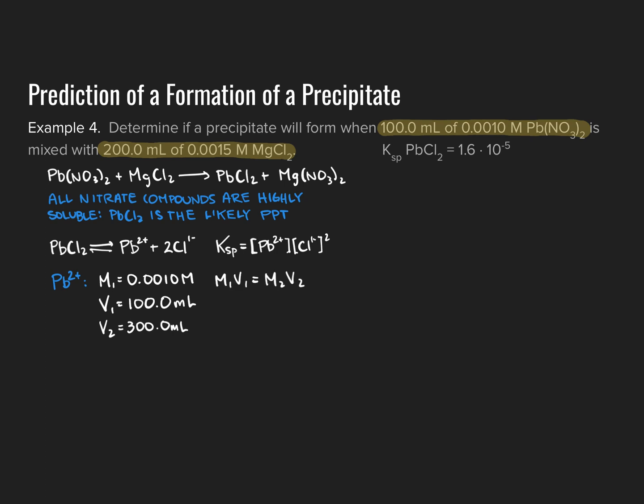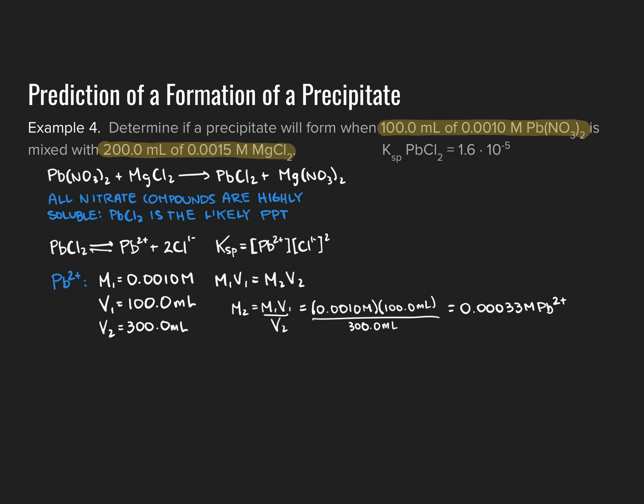A quick rearrangement there will solve for the final molarity M2 of our lead-2 ion, which would be M1V1 over V2. And plugging in my values given, we had 0.0010 molar lead ion at 100 milliliters for my V1, divided by the final volume of 300.0 milliliters. And when I solve here, I get a final molarity of the lead ion of 0.00033 molar. So I've got my concentration of lead-2 ion in solution.